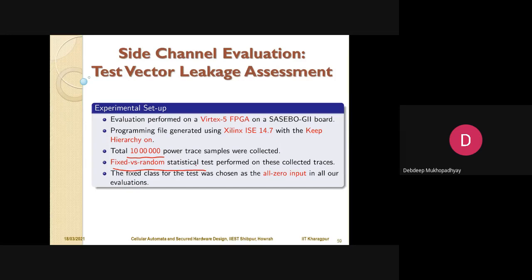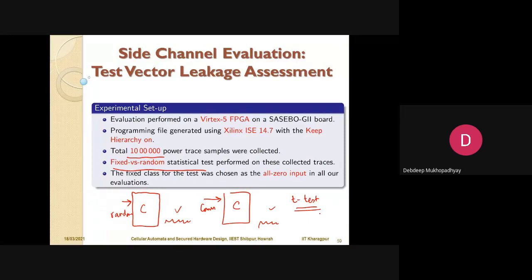which is essentially called the fixed versus random test. I will not have the time to go into details behind this, but the overall idea is that you take any cipher and you give two types of inputs. In one case, you give random inputs and you measure the power consumption. In the other case, you give a constant input, and you again measure the power distribution. Now you take these two distributions and apply a student t-test, and if the t statistic is more than a threshold, then you see that there is a potential leakage.